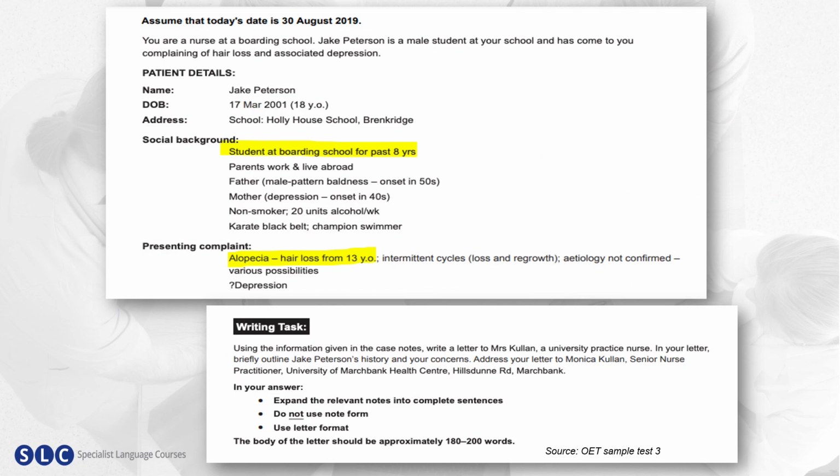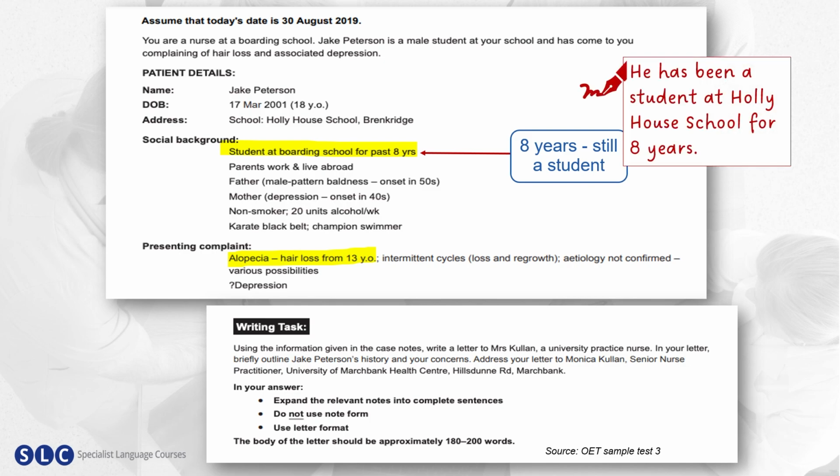Read through these case notes and notice the highlighted information. Should you use present perfect or past simple to express it? We can see that Jake Peterson is a student at the boarding school and has been there for 8 years. Even though he will be leaving, he hasn't left yet, so the present perfect would be the most appropriate tense to express that. He has been a student at Holly House School for 8 years.